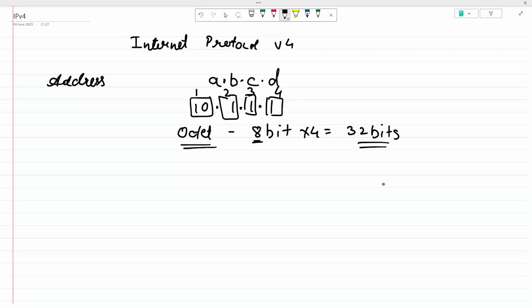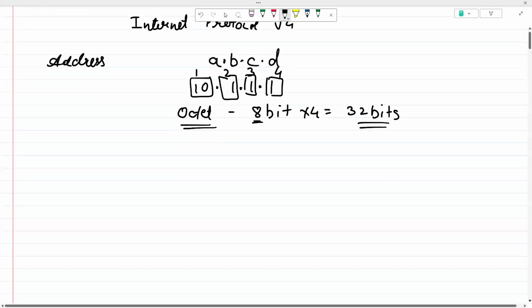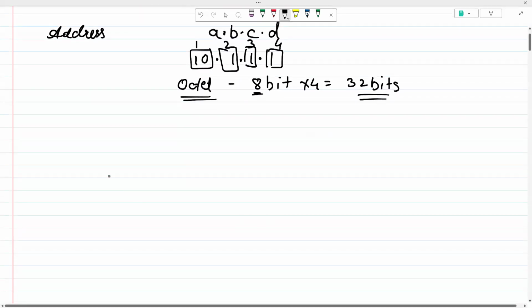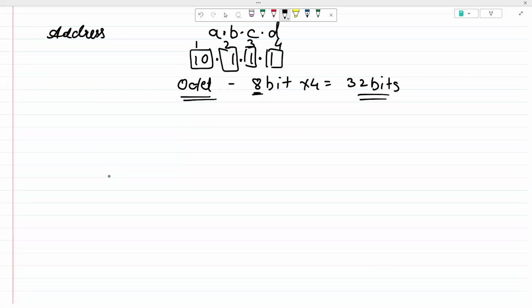Now, IP addresses have been separated into different classes. We are talking only about IPv4, not IPv6. IPv4 addresses have 5 different classes: class A, class B, class C, class D, and class E. These are the 5 different classes of an IPv4 address.